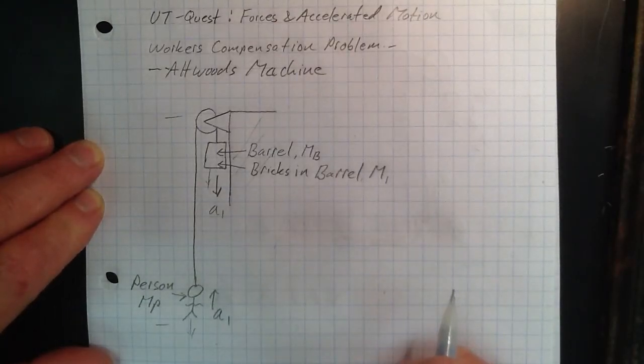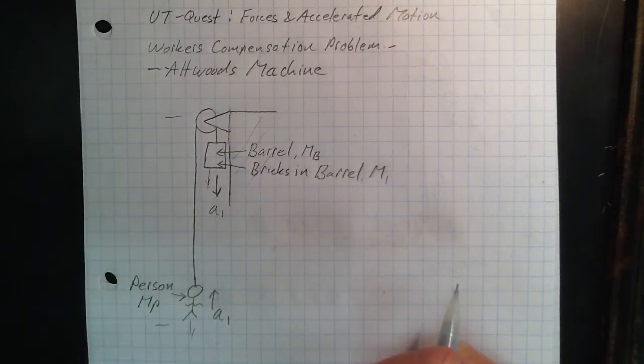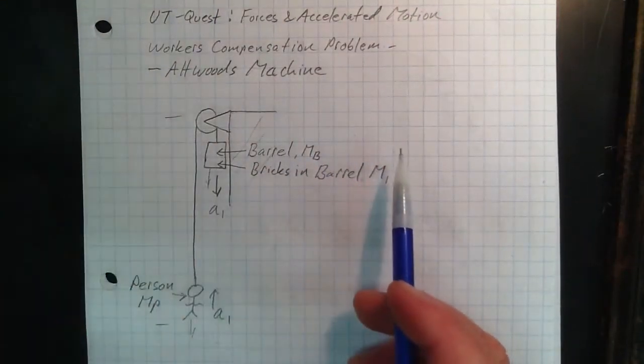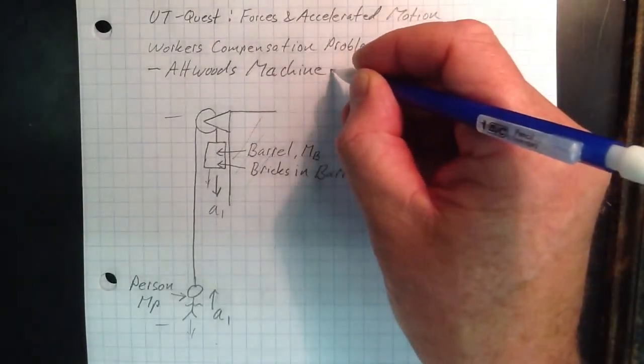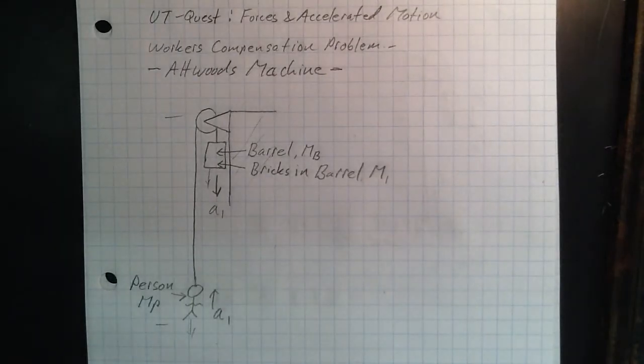Okay, this is Mr. Weideman, and I'm here to help you with one of your problems in the University of Texas Quest, forces in accelerated motion. This particular problem is called the workers' compensation problem, and this problem is actually fairly easy to solve if we just consider it as an Atwood's machine.